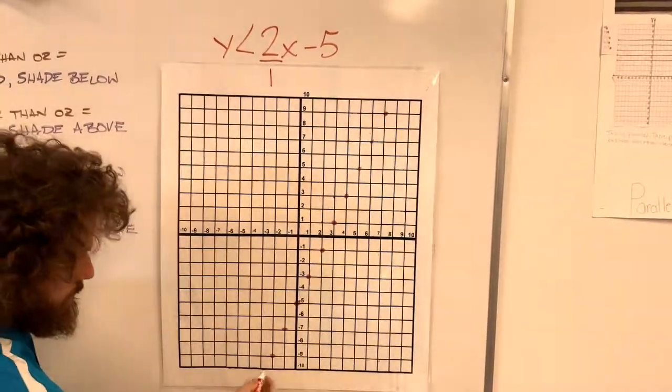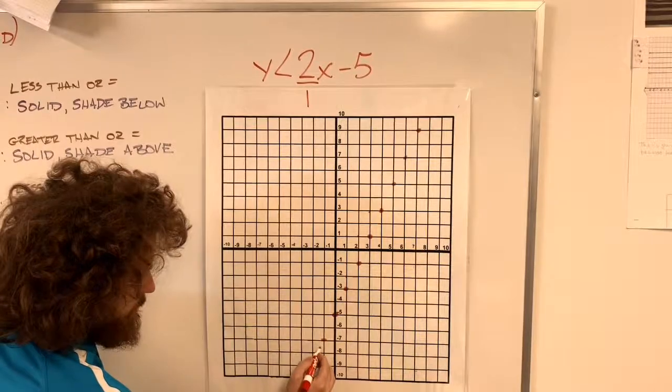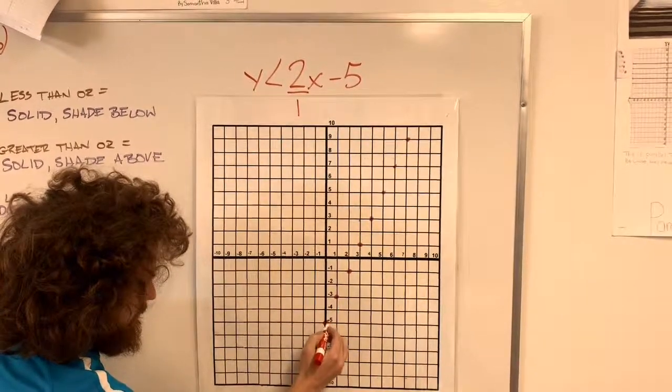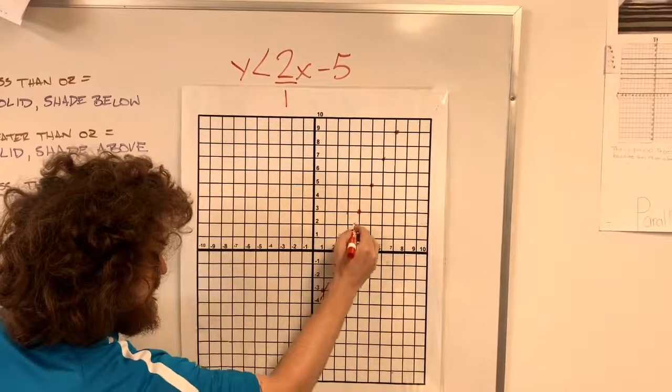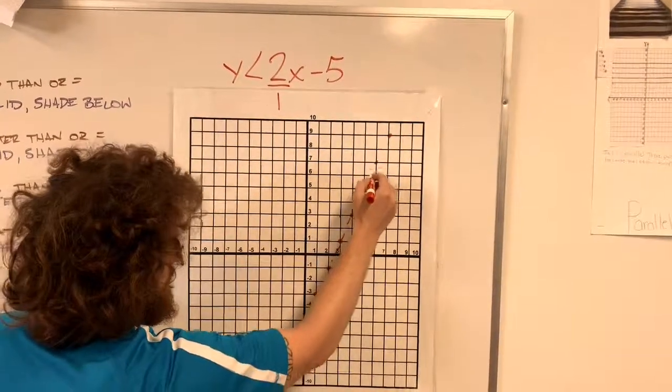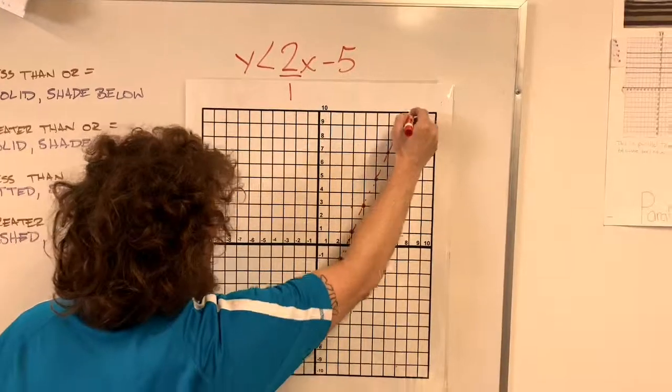Now I must make my line. I must think, less than. I need a dashed or dotted line. There's really no difference, but just make little dots or dashes to connect these points. Do not make them a solid line, that would be wrong.